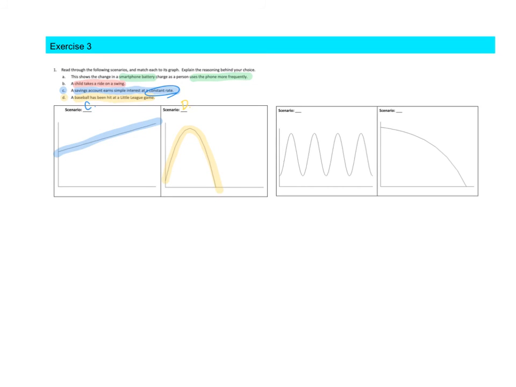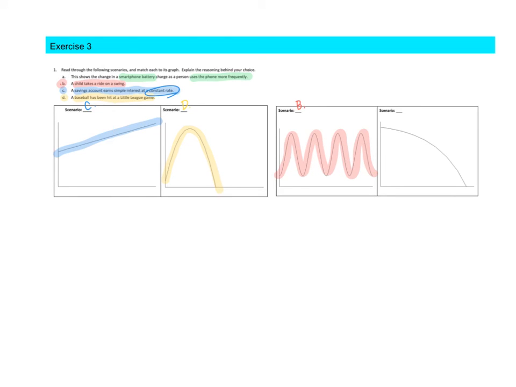That leaves A and B. So one of these is representing a smartphone battery as someone uses it more frequently. The other one's representing a child swinging back and forth on a swing. So I thought, you know what? If someone's swinging back and forth on a swing, there's a pattern, right? They're going up and down and up and down and up and down. And that is shown by this one right here, right? You go up and down as you swing on a swing. So this is scenario B.